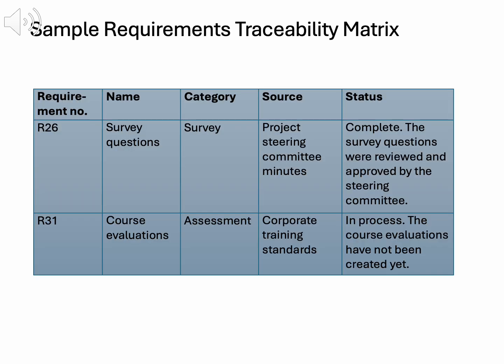This slide presents a sample requirements traceability matrix, RTM, for the just-in-time training project, a key tool in scope management. Let's explore its structure and role in ensuring all requirements are met. The RTM is a table that tracks each requirement, its attributes, and status. For example, requirement R26, survey questions, is categorized as a survey, sourced from steering committee minutes, and marked as complete after approval. Requirement R31, course evaluations, is categorized as an assessment, tied to corporate training standards, and is in process as evaluations are pending. This clarity ensures no requirement is overlooked.